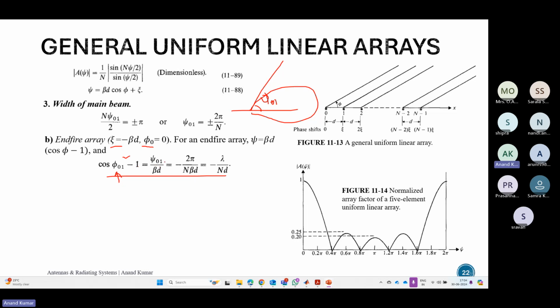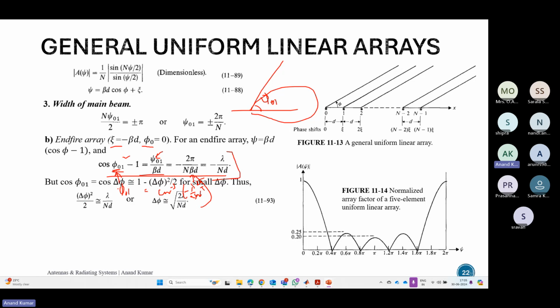Yeah, and then we need to calculate this. We got this expression. We substitute the phi values over here, so we get 2 pi by n beta d, and beta over here is 2 pi by lambda. Just solve this, and we end up with this expression. To calculate phi 0 1 now, we just take cosine inverse of minus lambda by n d, and we end up with this expression over here.